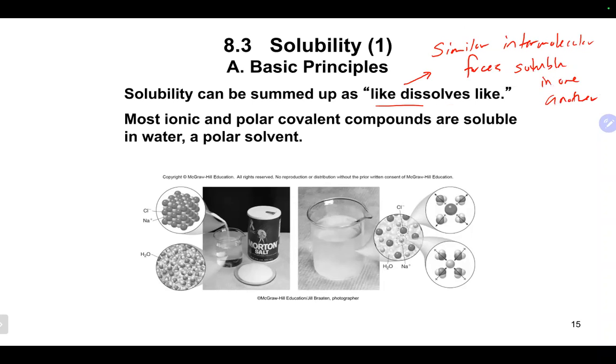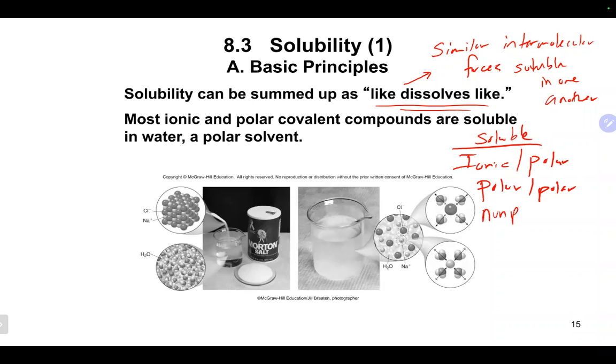So what does that mean? It means for the most part, if you want something to be soluble, if you take something that's ionic and polar, that's all going to be good. They're going to be able to use ion-dipole interaction, again, kind of how sodium chloride, for example, dissolves. If you have something that is polar and polar, they are definitely going to be able to interact well with each other. And if you have something that is nonpolar and nonpolar, they will also interact well with each other.